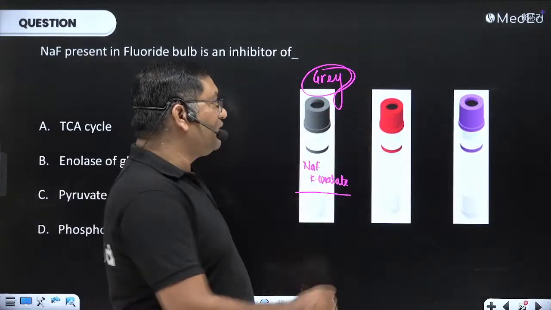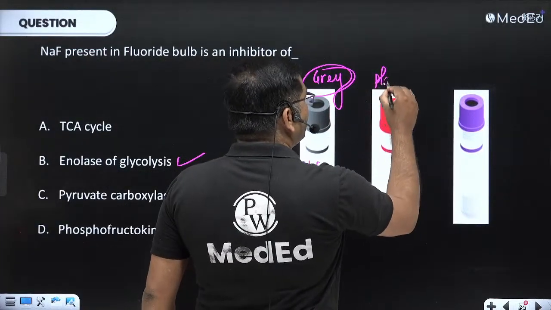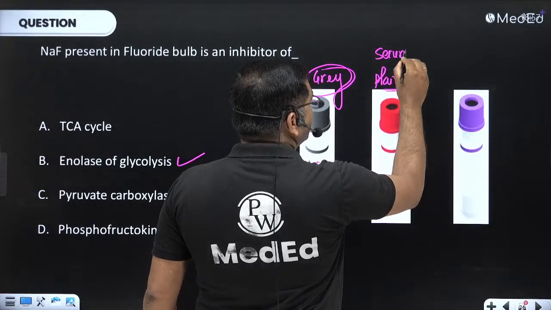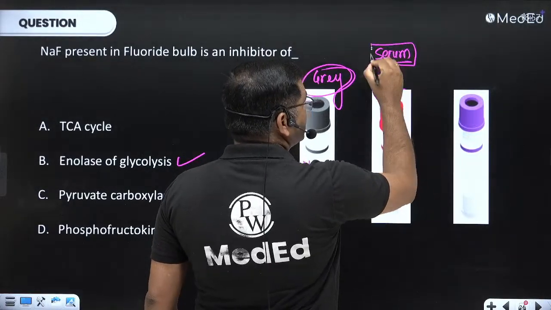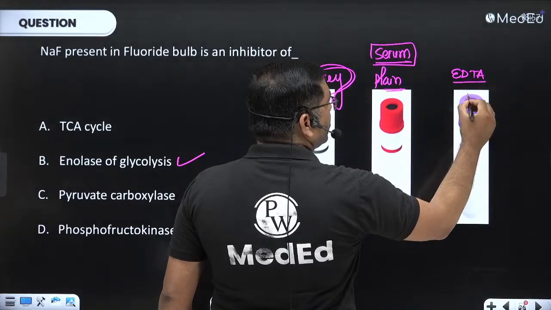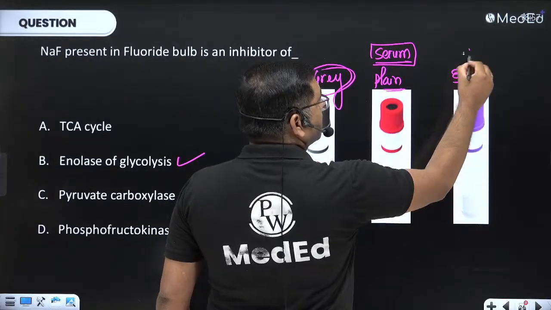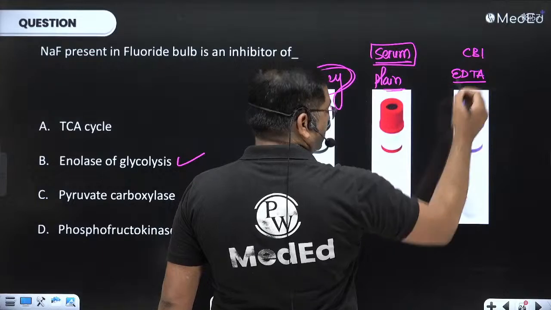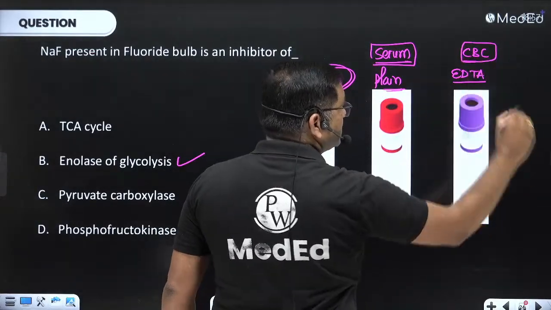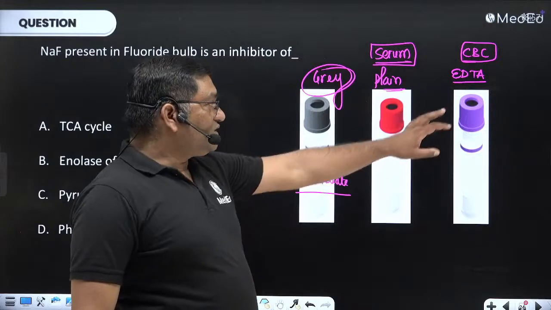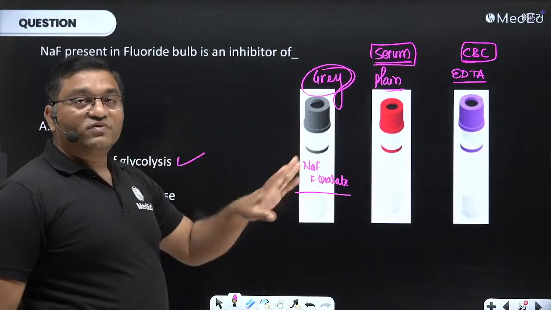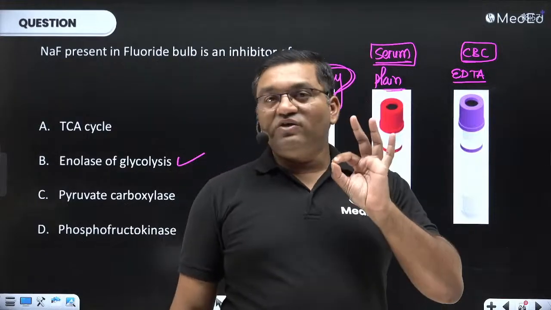It is a plain bulb. This is used for the serum estimations, various serum estimations. This is the EDTA tube, purple color EDTA tube. It is for the complete blood count. This is CBC analysis, pathological investigation. The EDTA tube is used. Apart from this question, there is again an important question, that is order of draw.